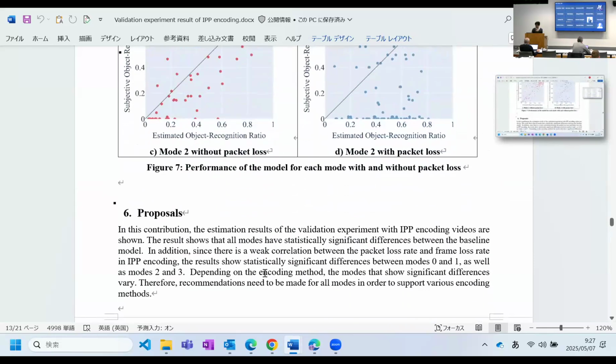And finally, this is the proposal. In this contribution, the estimation result of the validation experiment with IPP encoding videos are shown, and the results show that the modes have statistically significant differences from the baseline model. Since there is a weak correlation between the packet loss rate and frame loss rate in IPP encoding, the results show statistically significant differences between modes 0 and 1 as well as modes 2 and 3. Depending on the encoding mode, the significant differences vary. Therefore, we think that a recommendation needs to be made for all modes in order to support various encoding methods.